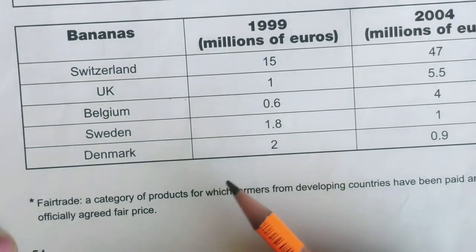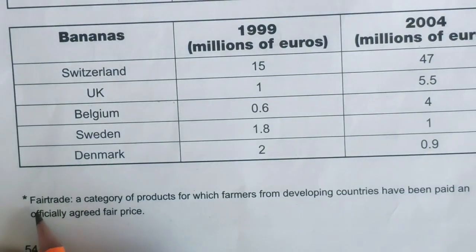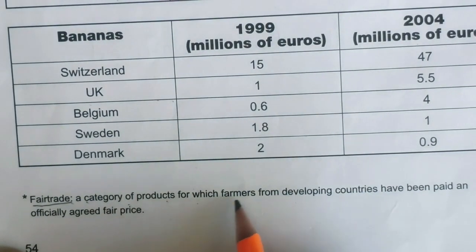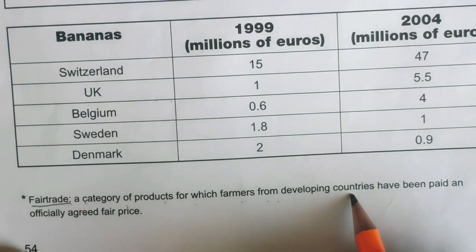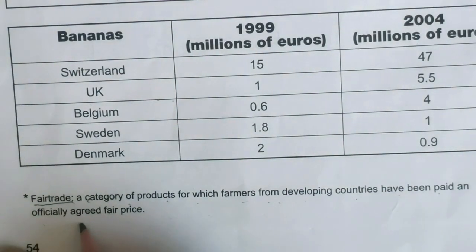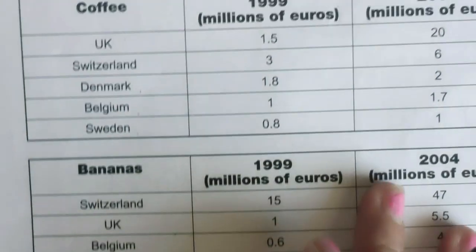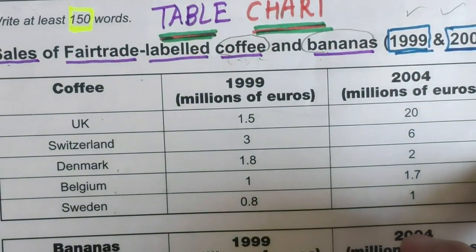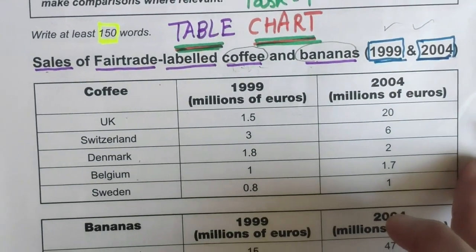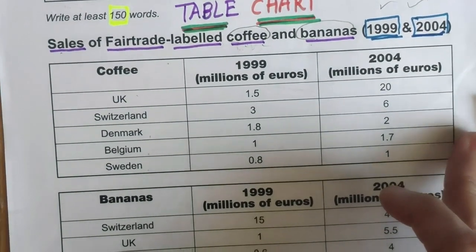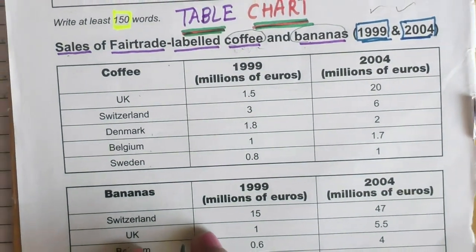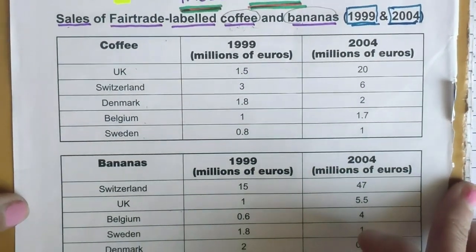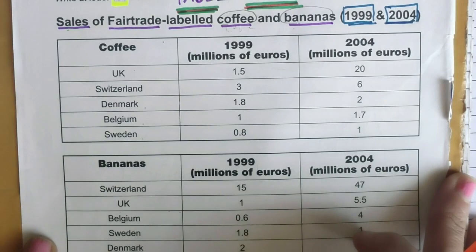One more thing, they have given the definition of fair trade: a category of products for which farmers from developing countries have been paid an officially agreed fair price. Okay, so let's analyze the table. Just a minute. So the most striking point first. The same thing we will be doing with this table.